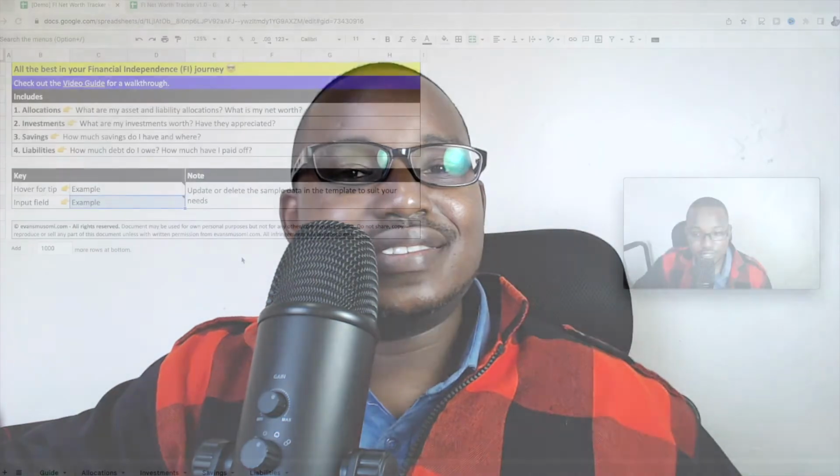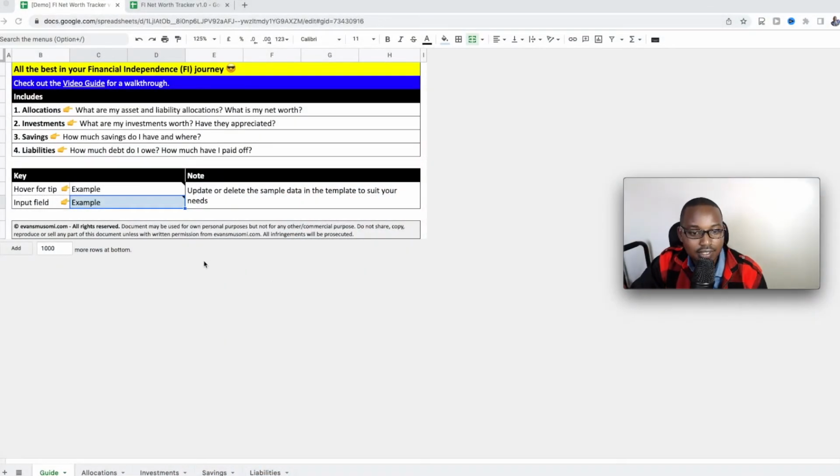Let's dive in. First thing you see when you get into this sheet is a guide. At the very top you see what it includes. So the allocations answers the questions: what are my assets and liability allocations, and what is my net worth? Investments answer the question: what are my investments worth? Have they gone up? Have they gone down? Savings show how much savings do I have and where. Liabilities, how much debt do I owe and how much have I paid off.